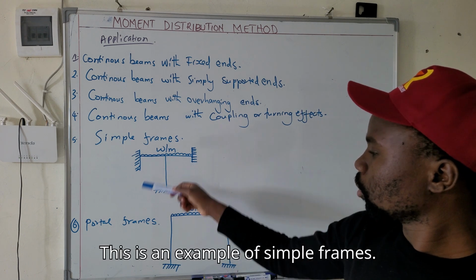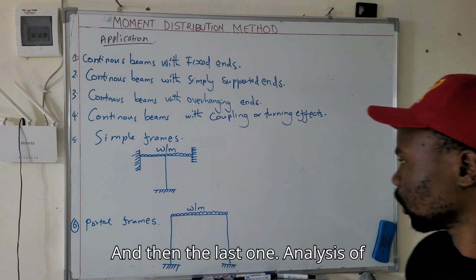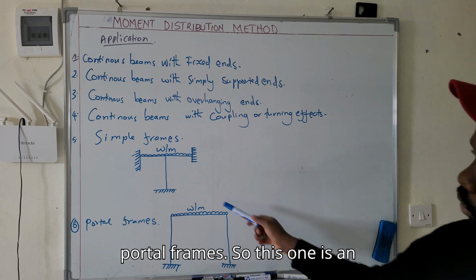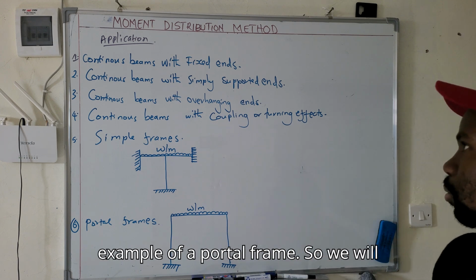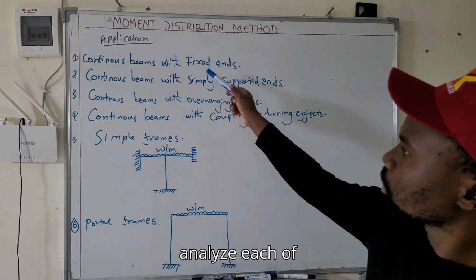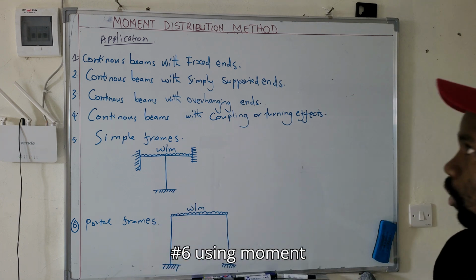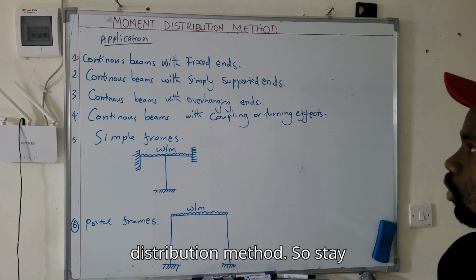This is an example of simple frames. And then the last one, analysis of portal frames. This one is an example of a portal frame. We will analyze each of them from number 1 to number 6 using the moment distribution method.